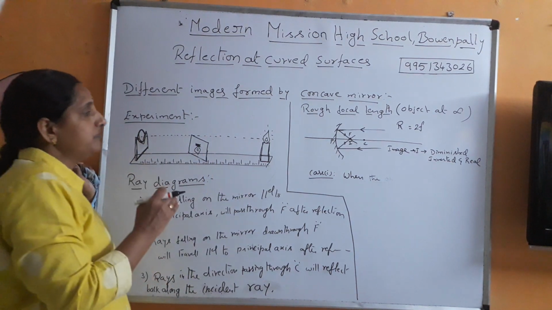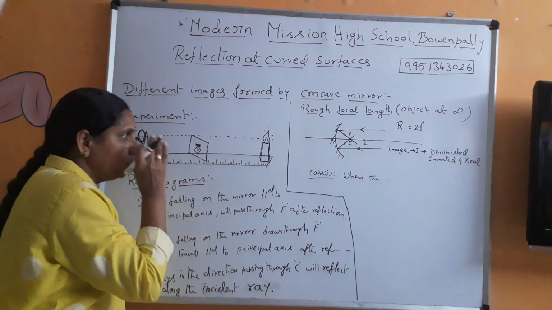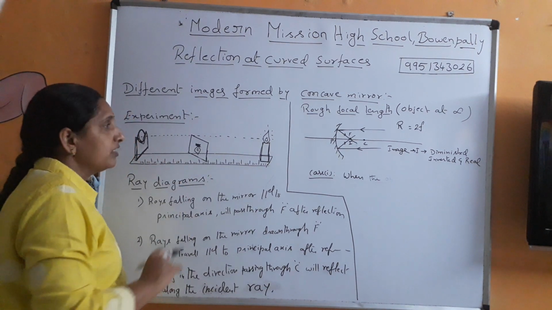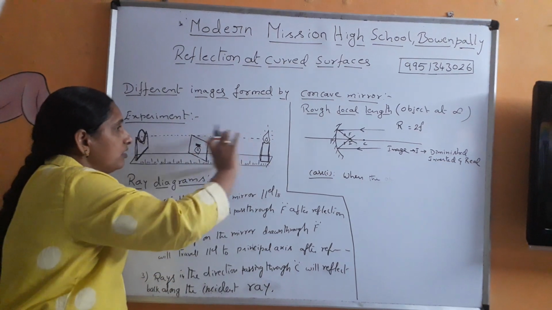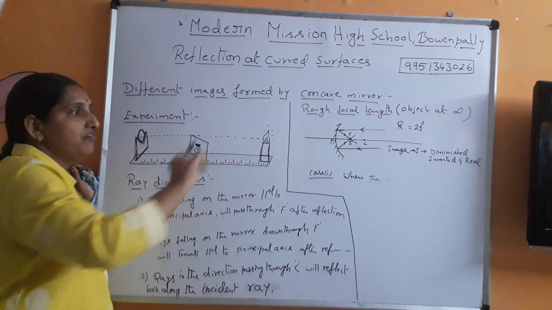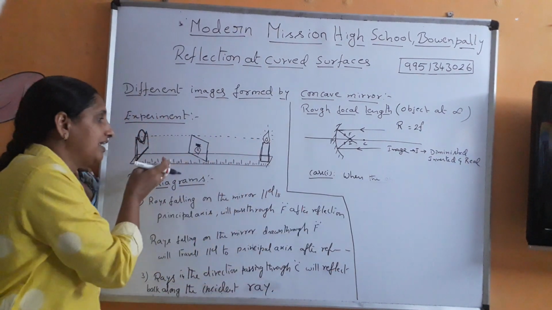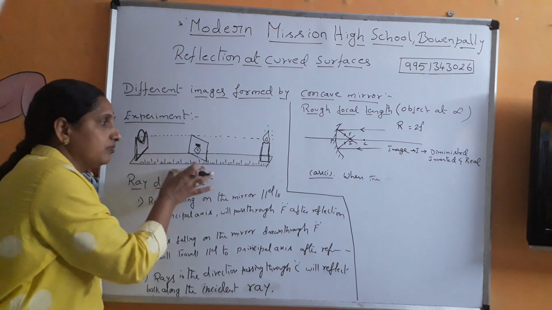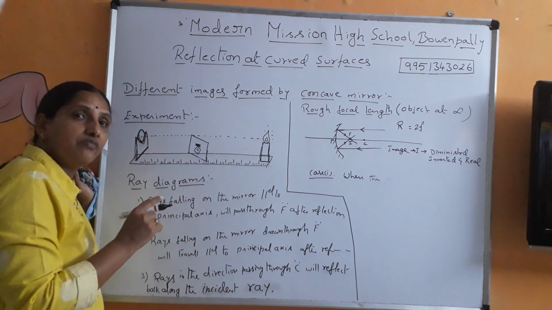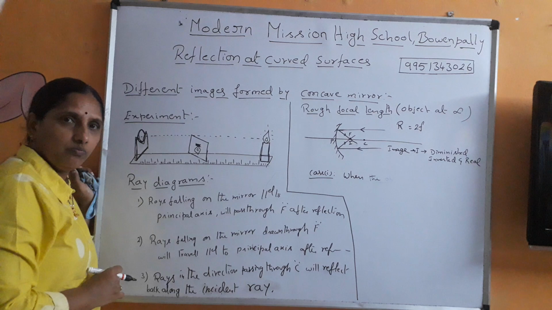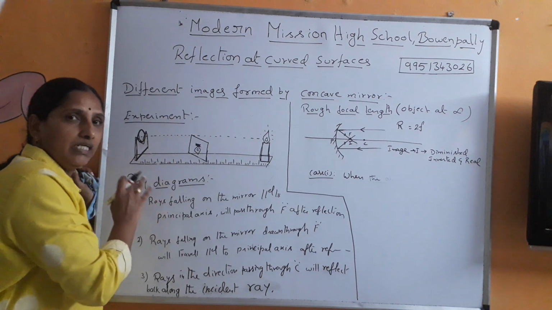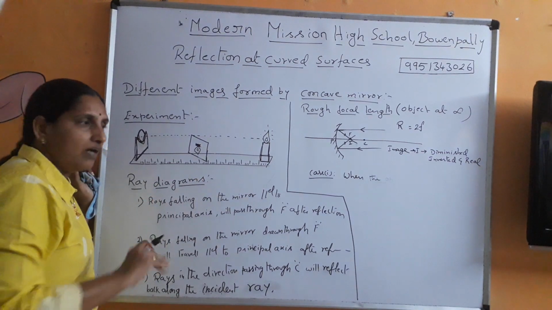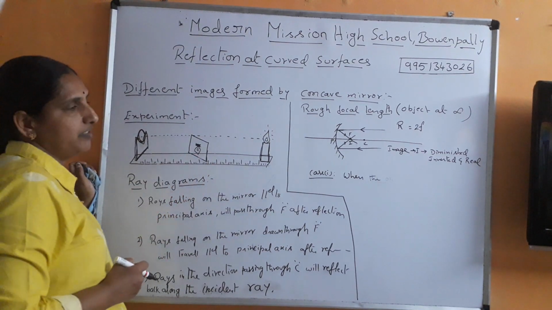Now what you have to observe is how to draw the ray diagram for this. After the study of the ray diagrams, when we come back here, you will be able to understand what kind of images are formed, and it will become easy for you to fill the table. Here we are only seeing the experimental setup. After performing the experiment, it will become very clear.